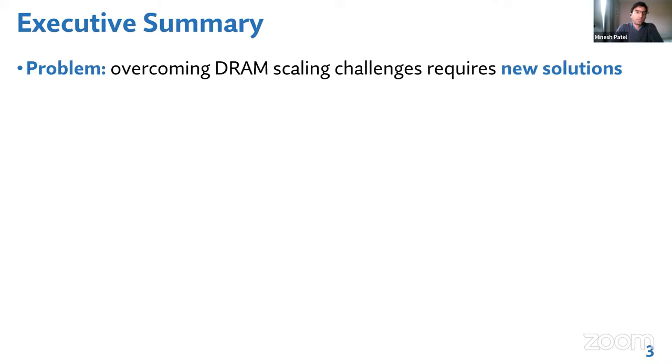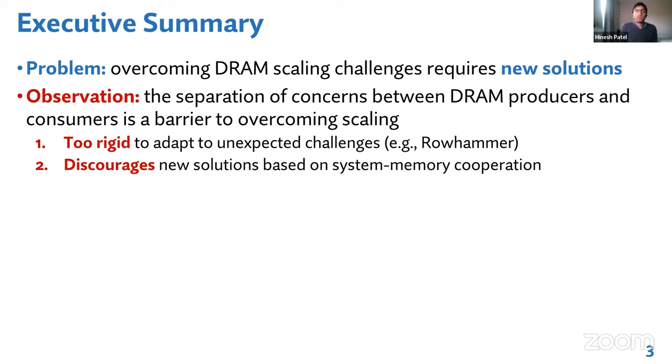With that in mind, I'll go to the executive summary of my talk. The problem that we're addressing here is something that I imagine you've heard a lot about through this course. Overcoming DRAM scaling challenges requires new and creative solutions from everyone involved in the DRAM design and use process. We observe that the separation of concerns between the people who produce DRAM and the people who consume DRAM, who we call DRAM producers and consumers, is actually a barrier to overcoming these DRAM scaling challenges. And this is for two main reasons.